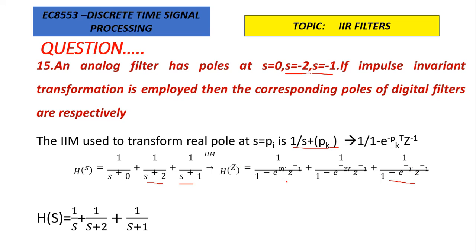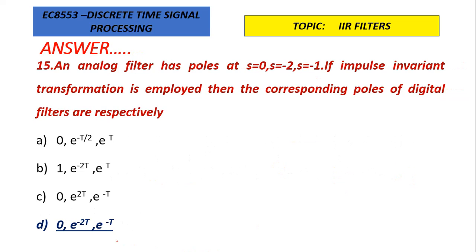Here we have to take only the poles. We have transformed here, and this is our pole. Let us take the poles alone. So the answer is option B: 0, e power minus 2t, e power minus t. The hint here is that whatever s is equal to, this is our pole value, and directly we can substitute. Because we have the e power transformation, we get 0, e power minus 2t, e power minus t. So by having the pole value we can directly write it.